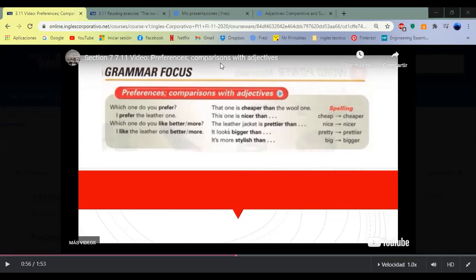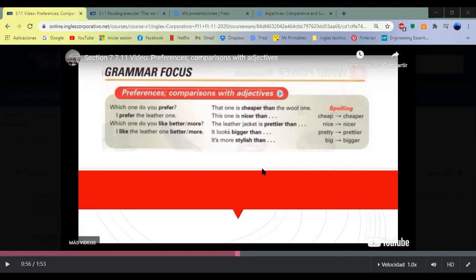Carlos. Okay, Carlos, can you read the next examples, please? That one is cheaper than the wool one. This one is nicer than... the leather jacket is prettier than... It looks bigger than... it's more stylish. Okay, thank you. Carlos, can you choose another person, please?